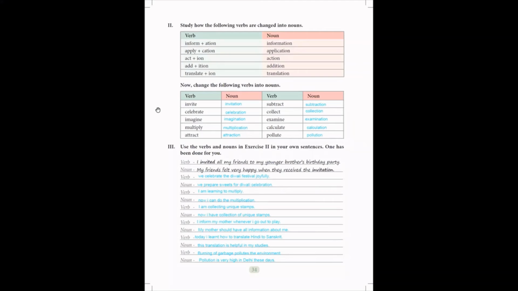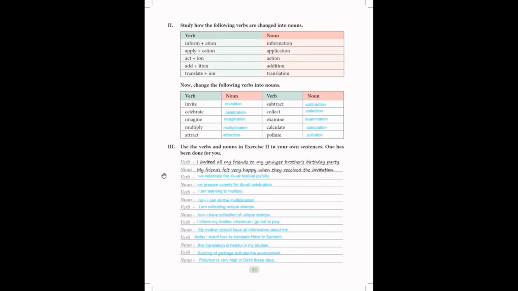Okay, we'll use the next set of verbs to make nouns. You ready? Yes. Okay. Invite, invitation, celebrate, celebration, imagine, imagination, multiply, multiplication, attract, attraction, subtract, subtraction, collect, collection, examine, examination, calculate, calculation, pollute, pollution. Fantastic.